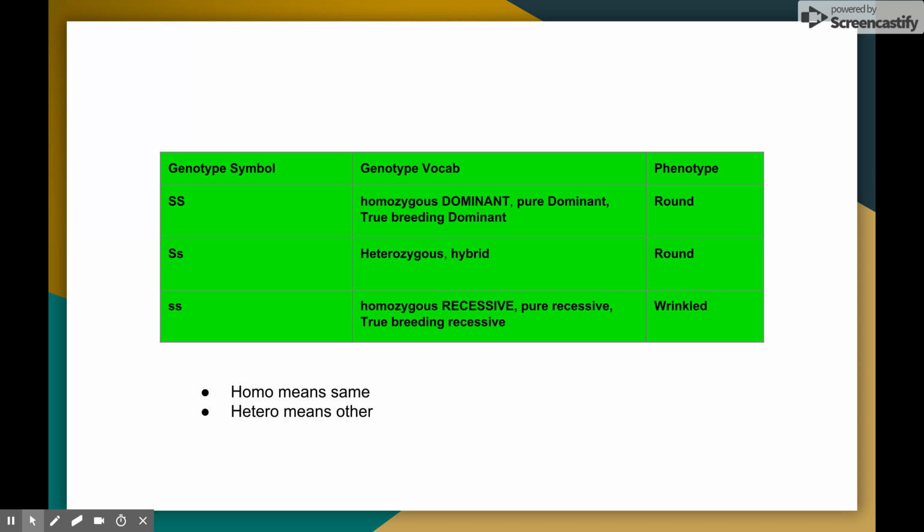If you have two lowercase letters, the genotype is known as homozygous recessive, and the recessive trait will be expressed. This means the plant will receive a phenotype of wrinkled seeds. Pure or true breeding can be used instead of homozygous. When the genotype is made up of one capital letter and one lowercase letter, the genotype is known as heterozygous. Since the dominant allele takes precedence, the phenotype will be the dominant trait, in this case round seeds. A heterozygous genotype can also be referred to as hybrid.